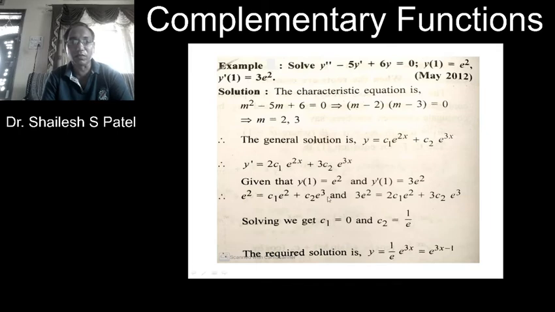If we solve these two equations, a1x plus b1y equal to c1 and a2x plus b2y equal to c2, by using this procedure we can obtain the value of c1 equal to 0 and c2 equal to 1 upon e. So the required solution is y equal to 1 upon e raised to 3x.